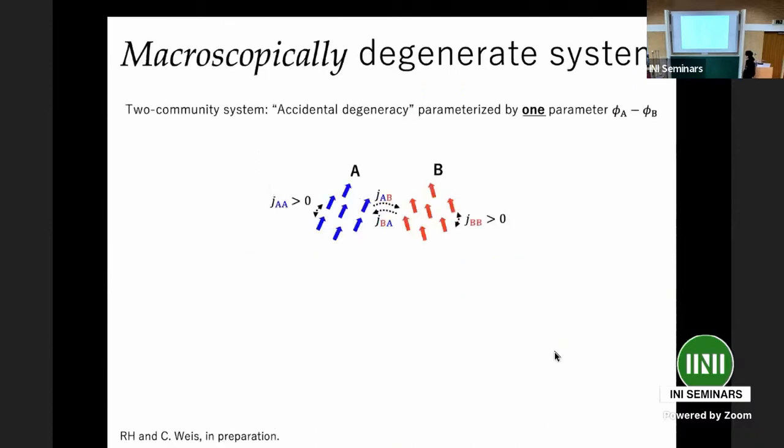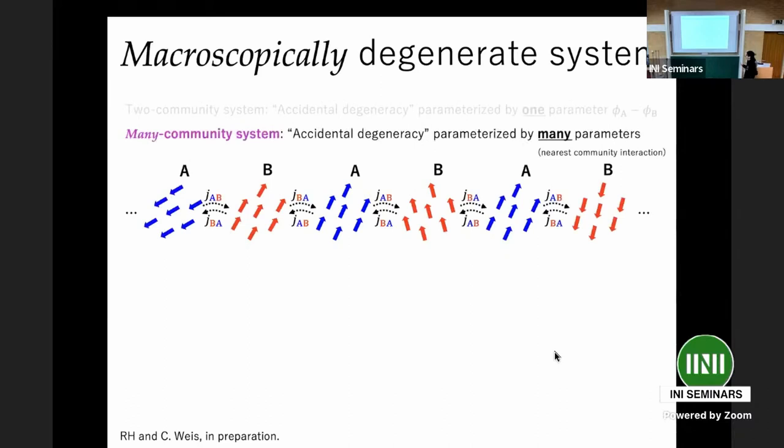So what I have been considering so far is looking at the simplest two-community problem, where this accidental degeneracy is parameterized by this one parameter, phi A minus phi B. But a more dramatic effect will occur when the degeneracy becomes macroscopic, or at least I found one model that does that.